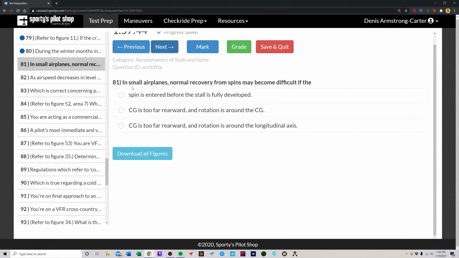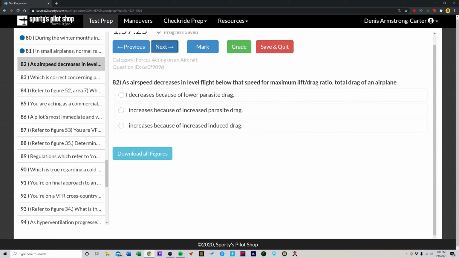I was pretty accurate on that. Just always double checking. In small airplanes, normal recovery from spins may be difficult if the center of gravity is... I would say too far forward. But it could also be... No, I wouldn't help. It has to be center of gravity, because that center of gravity will affect everything.